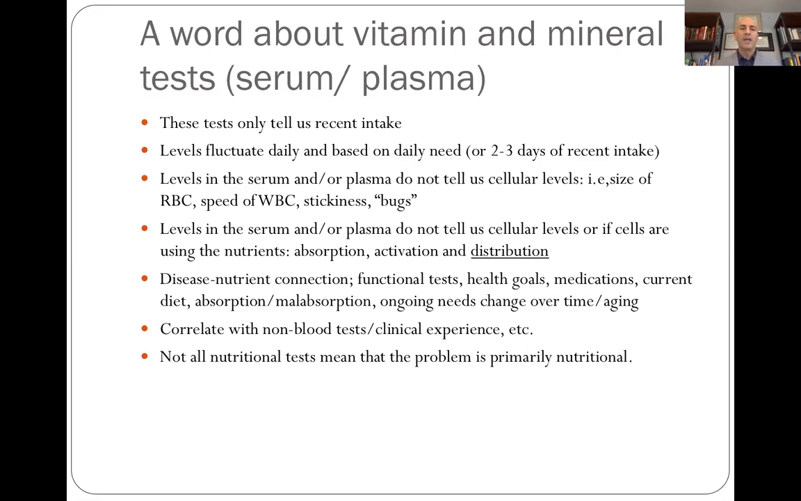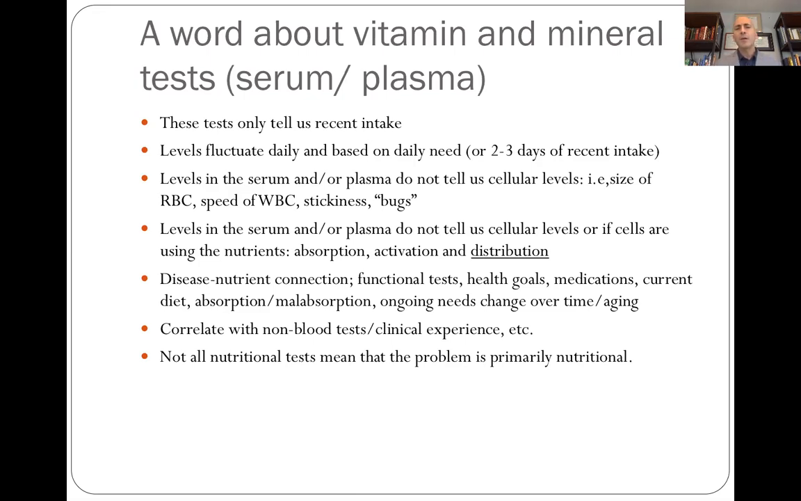For example, if we check vitamin B1, 2, or 3, or B6 in the blood plasma, that will only tell you the last 2 to 3 days. And that's not particularly valuable. I mean, there are times where you do want to know the immediate level of a vitamin, but let's not misinterpret that into meaning that it has anything to do with your long-term need for that vitamin.